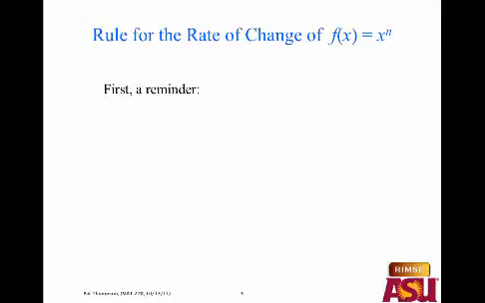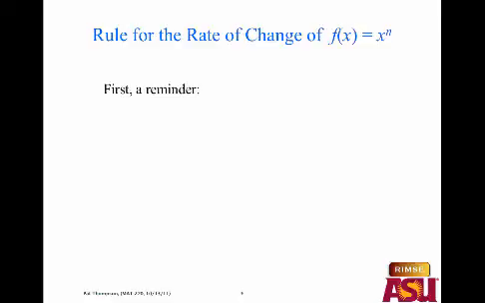Okay, so we got two rules. We got a constant function and a constant times a function. So what's the rate of change of a constant function? What's the rate of change? 0. What's the rate of change of a constant times a function? The constant times the rate of change of that function, right? Okay, 2 rules down.